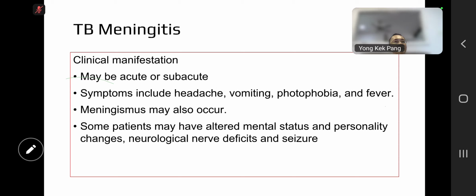Okay, the next is TB meningitis. How do they normally manifest? It can be acute or subacute. Symptoms include the CNS symptoms: headache, vomiting, photophobia, and fever. So meningitis may also occur, and some patients may have altered mental status and personality change, neurological deficits, as well as seizure.